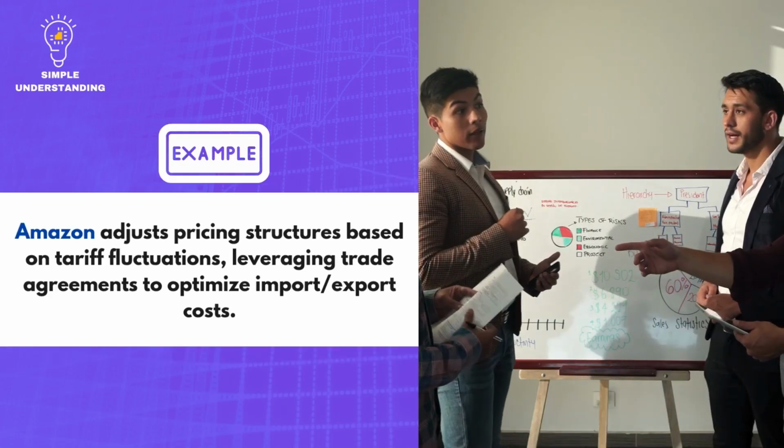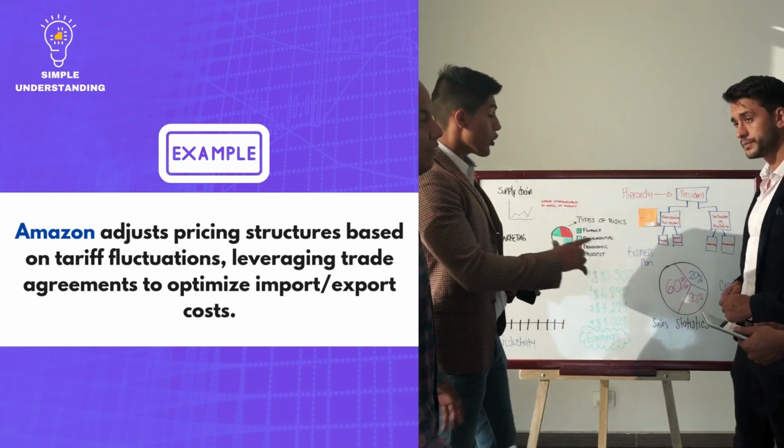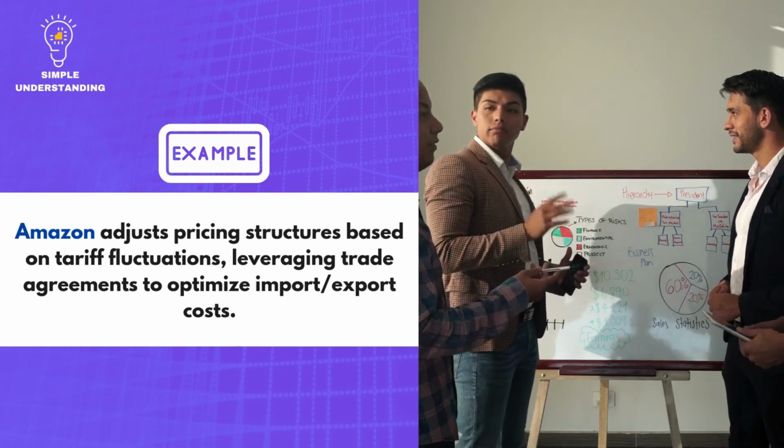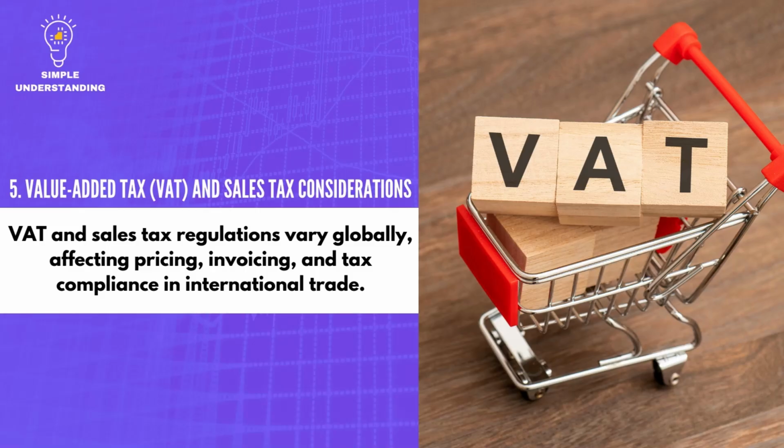Real company example. Amazon adjusts pricing structures based on tariff fluctuations, leveraging trade agreements to optimize import-export costs. Expansion. Companies utilize AI-powered tariff analysis, automated duty optimization tools, and real-time customs duty calculators to enhance pricing strategies and cost efficiency. 5. Value-added tax, VAT, and sales tax considerations.